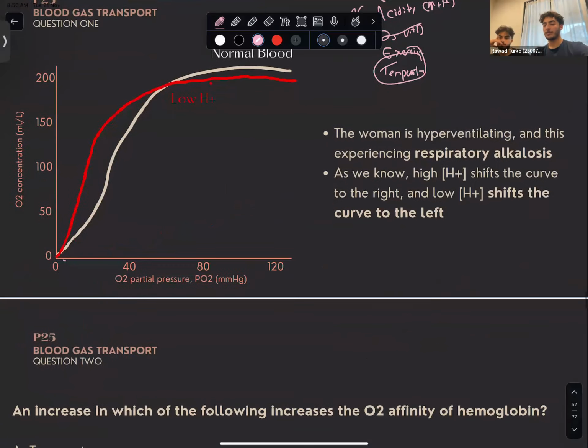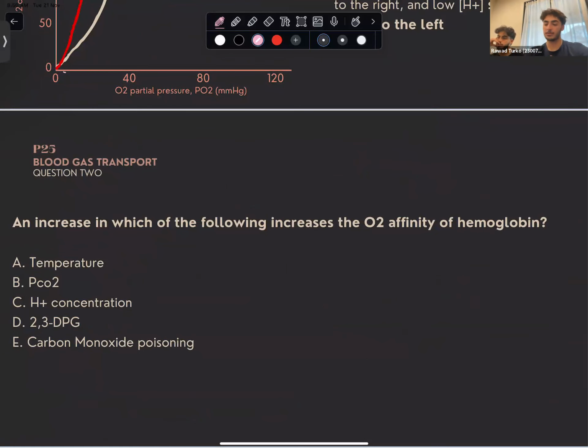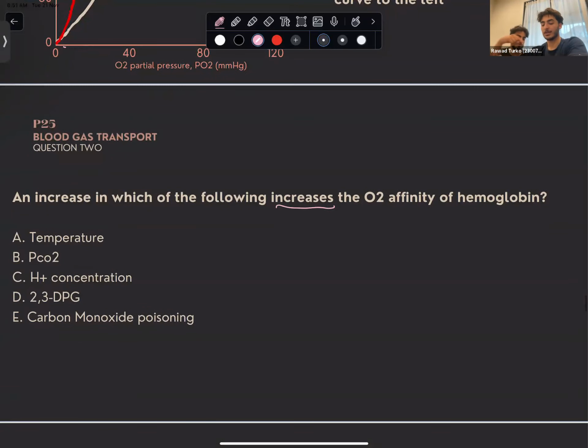All those things. Okay. Question 2 for blood gas transport. An increase in which of the following would increase the O2 affinity of hemoglobin? Any idea? Okay. E. Yes. Perfect. This question is the same thing, you could also connect it to the previous one. So is the D.